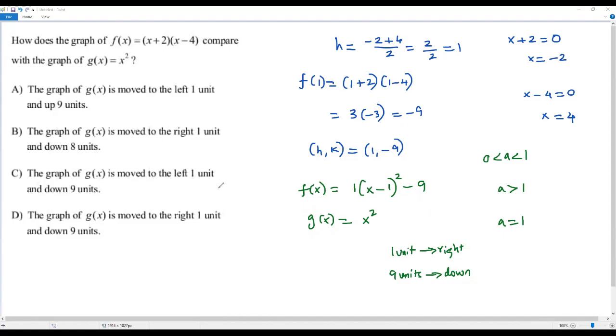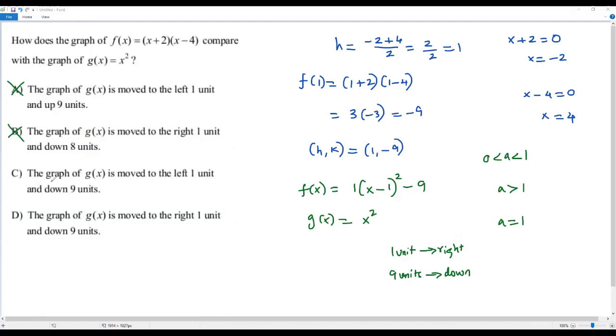Now we have to go over the answer choices one by one and find the one with these two transformations. Let me go over answer choice A. The graph of g of x is moved to the left. Even at this point, we can reject answer choice A because here we have a horizontal translation to the right, but there we have left. Also, in answer choice B, we have right 1 unit. This is correct. The first transformation is correct. Now let's look at the second transformation, down 8 units. But here we got down 9 units. Since it's 8 units, we can reject answer choice B as well.